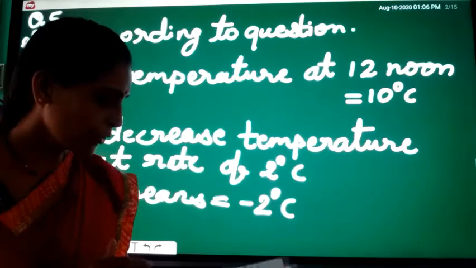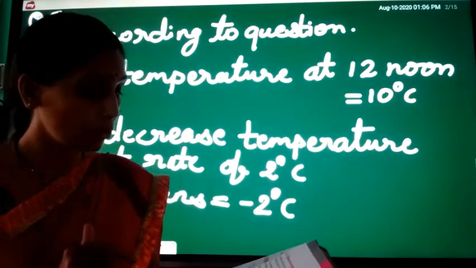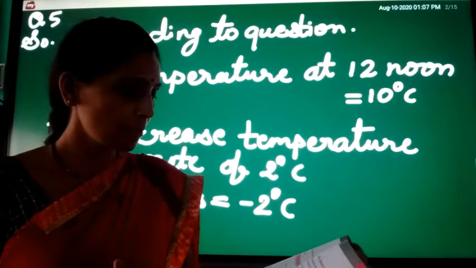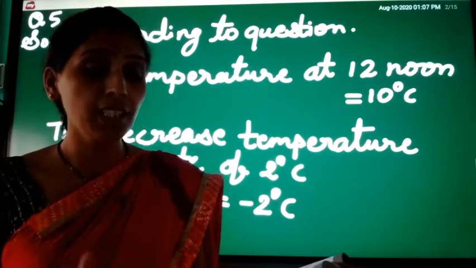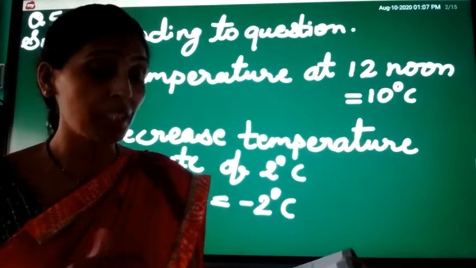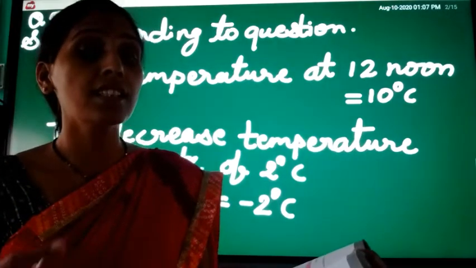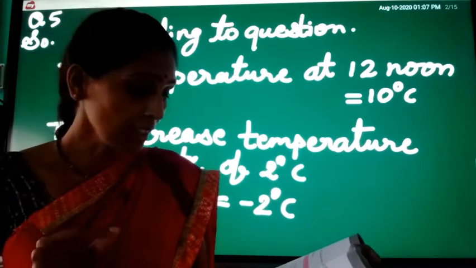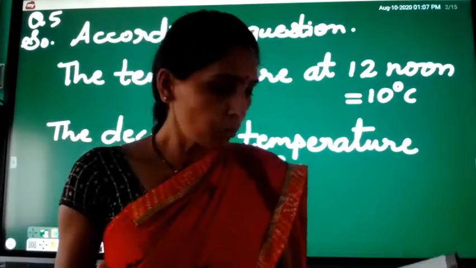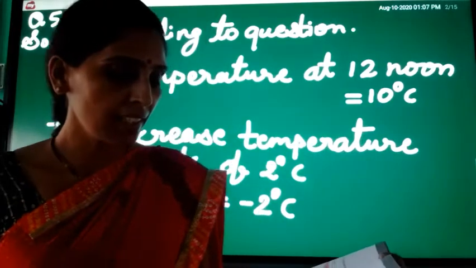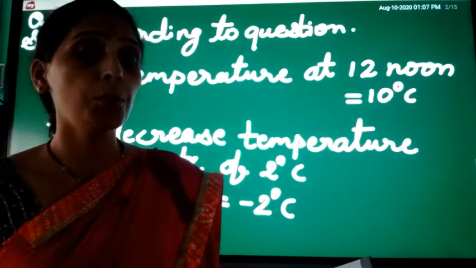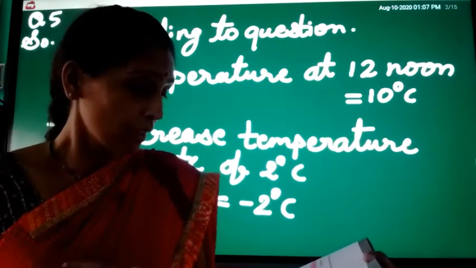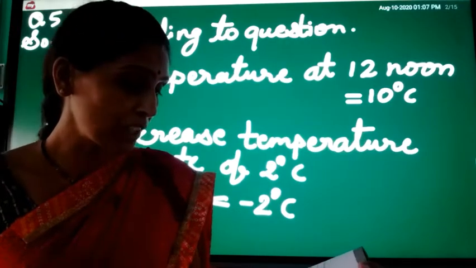The temperature at 12 noon was 10 degrees Celsius above 0. If it decreases at the rate of 2 degrees Celsius per hour until midnight, it is decreasing, so the decreasing temperature will be -2 degrees Celsius. Okay. At what time would the temperature be 8 degrees Celsius below 0? Below 0 means the 8 degrees will be a negative integer. Okay, so what would be the temperature at midnight?